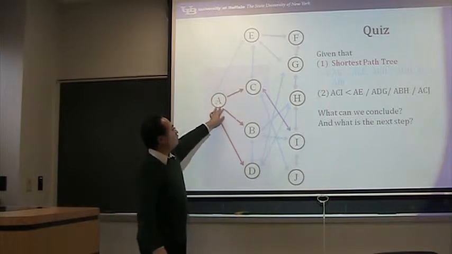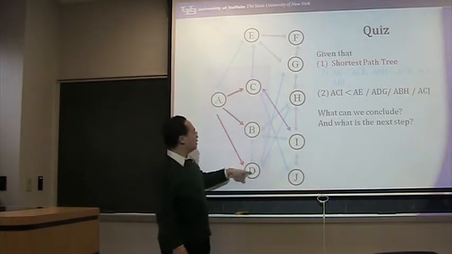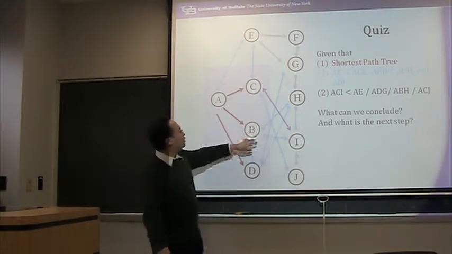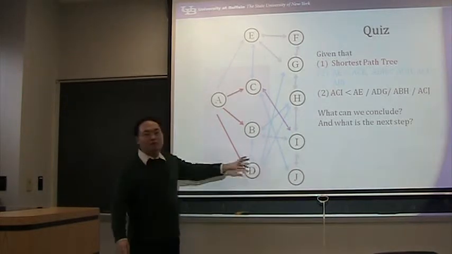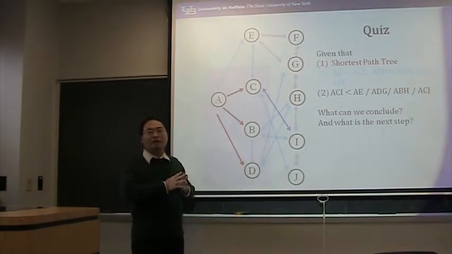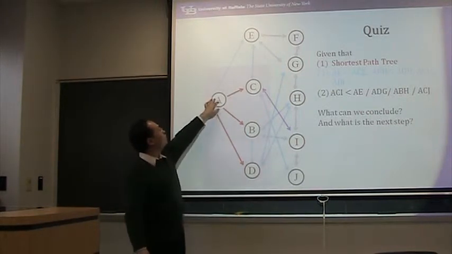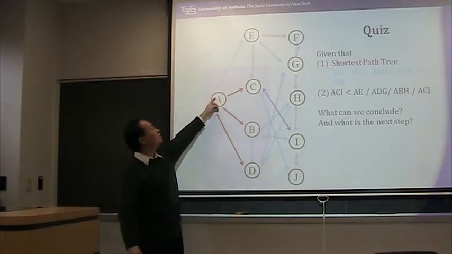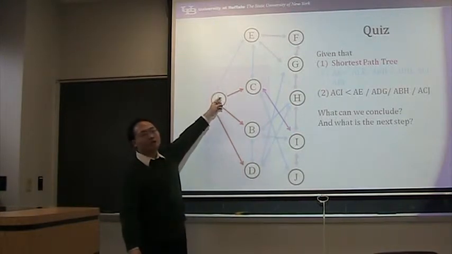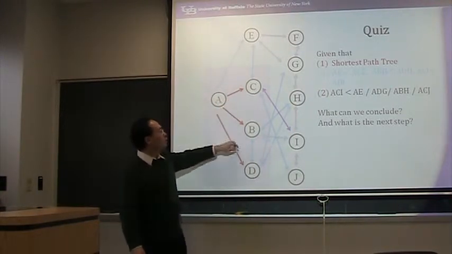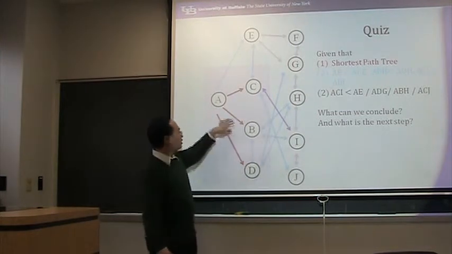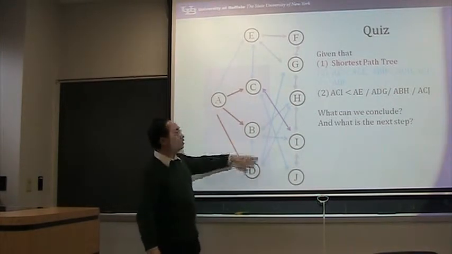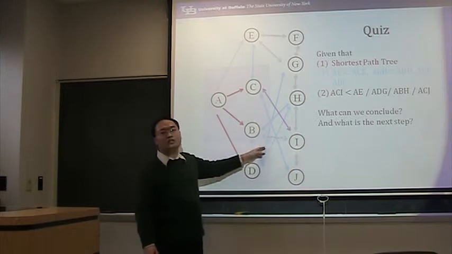And similarly, we know ABH is less than ADH. So these dotted lines are representing the links that are already discarded according to previous calculation. So if we know AE is shorter than ACE, then we delete this ACE. We know ABH is shorter than ADH, then we delete ADH.